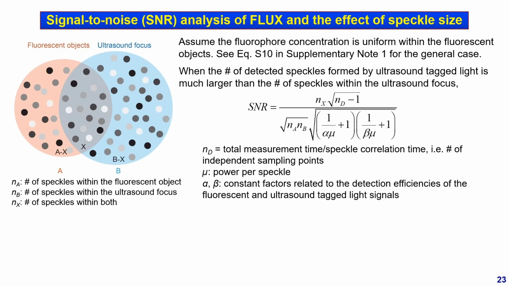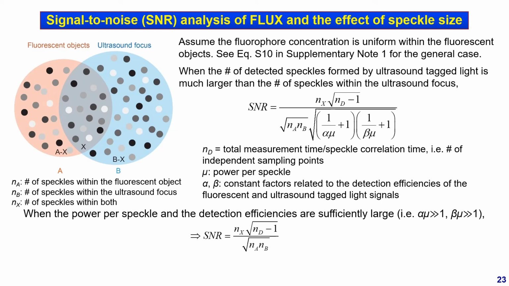When the number of detected speckles formed by ultrasound tag light is much larger than the number of speckles within the ultrasound focus, which is usually the case, the SNR can be written as this, where ND is the ratio between the total measurement time and the speckle correlation time. Mu is the power per speckle. Alpha and beta are constant factors related to the detection efficiencies of the two signals. When the power per speckle and the detection efficiencies are sufficiently large, the SNR can be simplified to this equation.